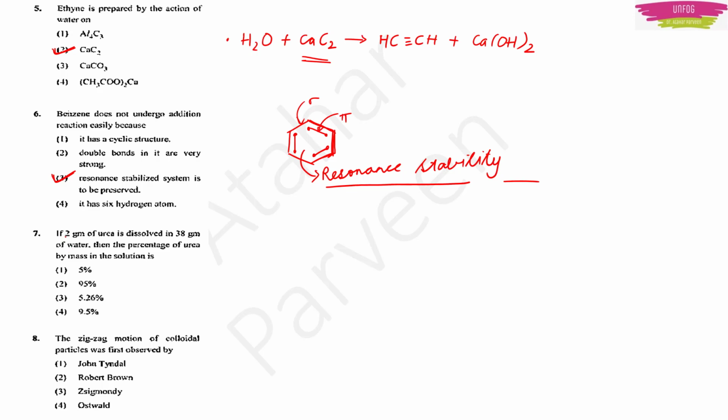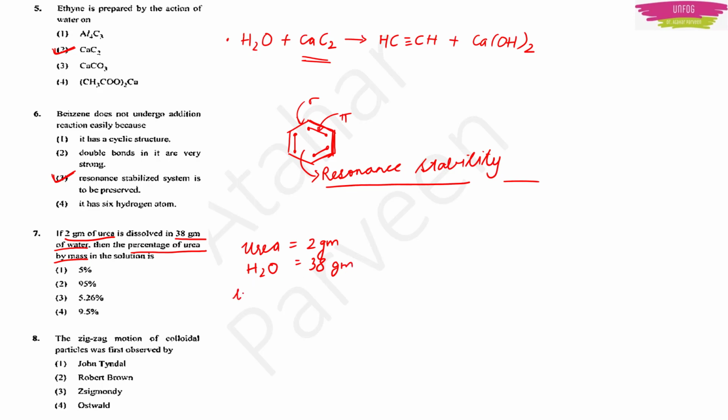Now the 7th question. If 2 grams of urea is dissolved in 38 grams of water, then the percentage of urea by mass in the solution is. So again, let's not look at the options. They'll only confuse us. Let's solve it on our own. So what we have here? We have urea, given as 2 grams in the question. Then we have water, which is H2O. It is given as 38 grams, right?